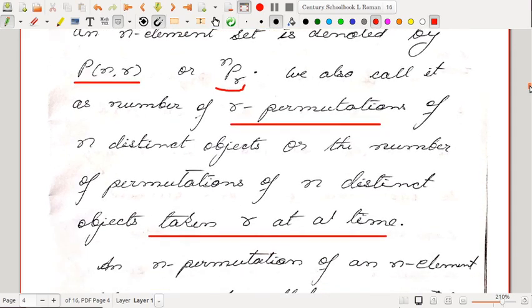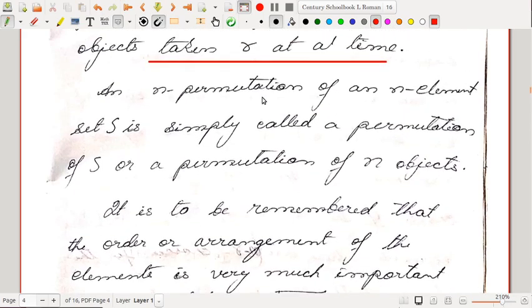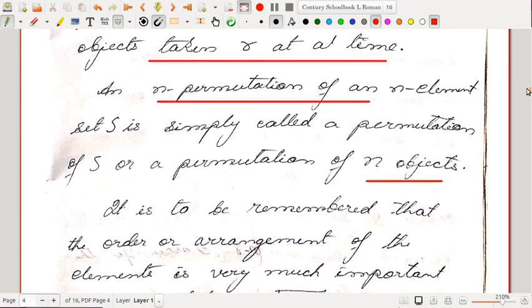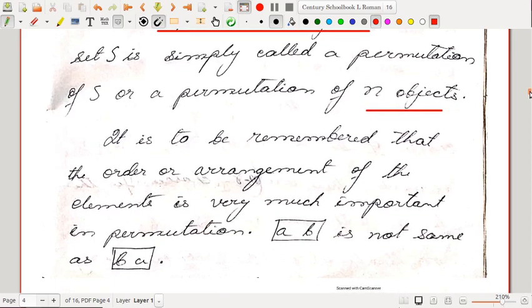So now let us try to find a formula for nPr. An n-permutation of an n element set is simply called a permutation of S, or permutation of n objects. That means if you permute all the objects, taking all at a time, then it's just called a permutation of objects. It is to be remembered that the order or arrangement of the elements is very much important in permutation.